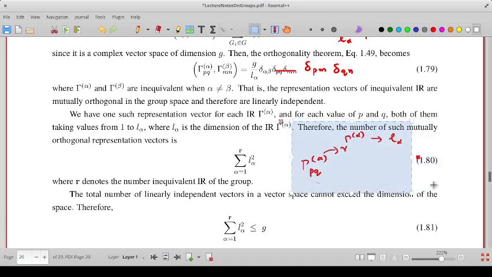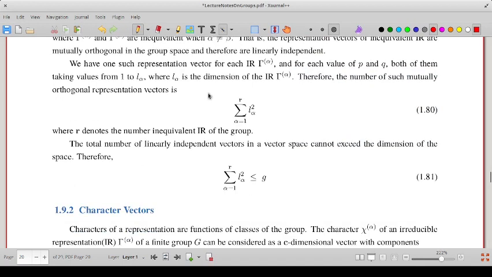Now each of these representation vectors, as we have just seen, are orthogonal to each other. And orthogonal vectors are linearly independent. And the maximum number of linearly independent vectors in a finite dimensional vector space should be less than or equal to the dimension of the vector space.